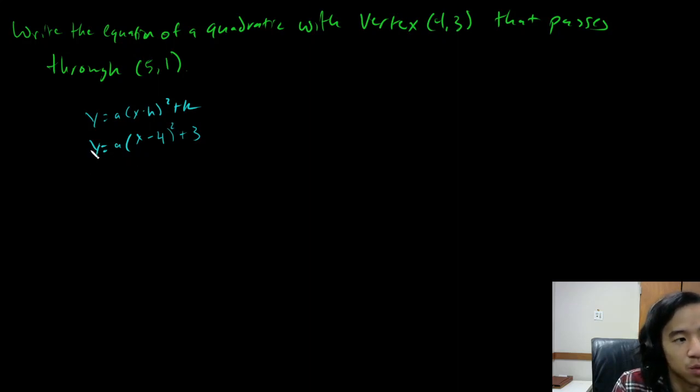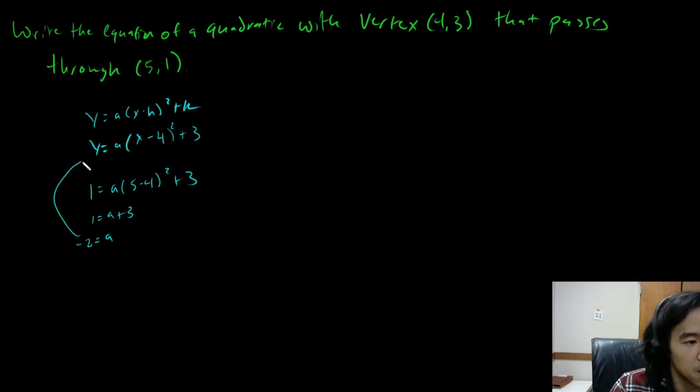Now we need to find a, so we're going to plug in our coordinate that we're given. So y is 1, is equal to a times (5 minus 4) squared plus 3. So 5 minus 4, that's going to be equal to 1. So 1 squared is just 1, so this is a plus 3. Subtract 3 on both sides, and you get -2 is equal to a.